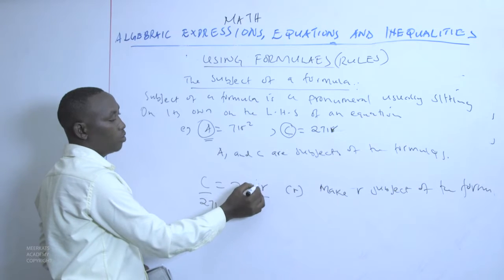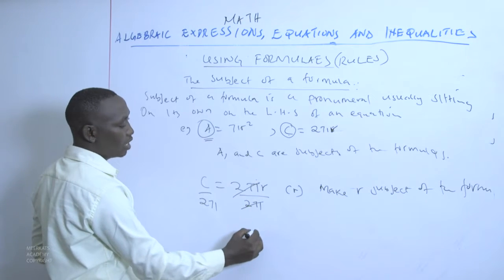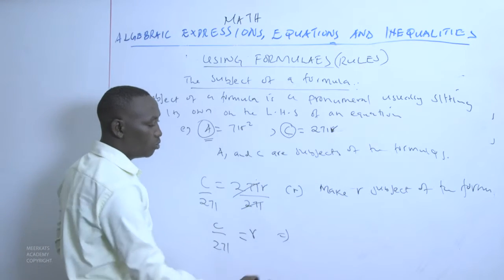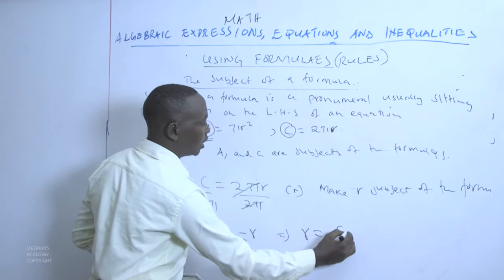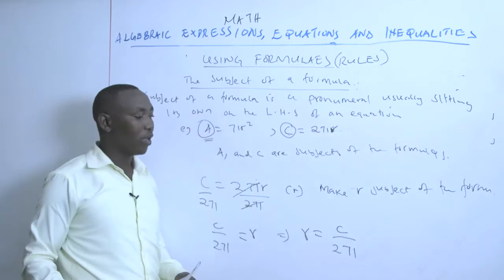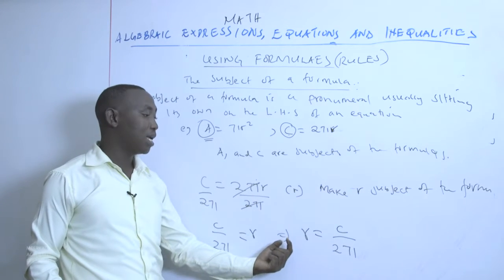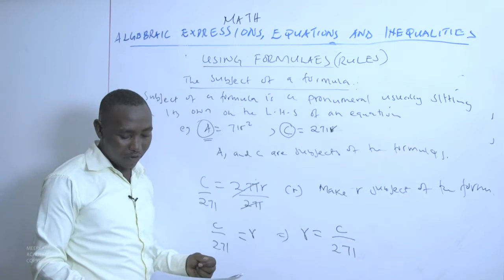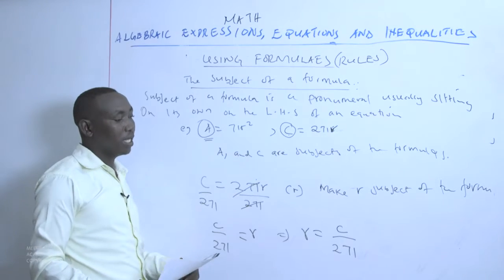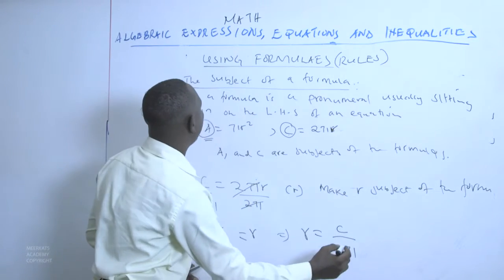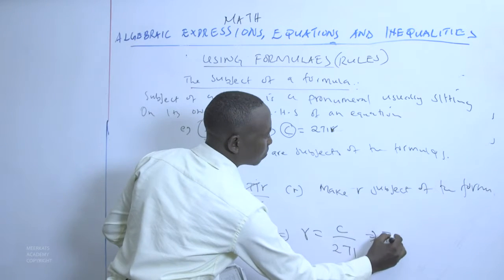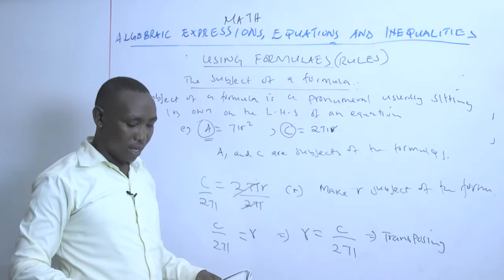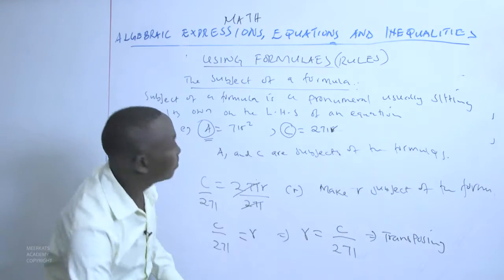So that 2 pi and 2 pi cancel to leave us with r is equals to C all over 2 pi. So if you have been given the circumference of that particular circle, you can get the radius by making r the subject of that particular formula. We also call this process transposing. So it's either transposing or making it the subject of the formula.